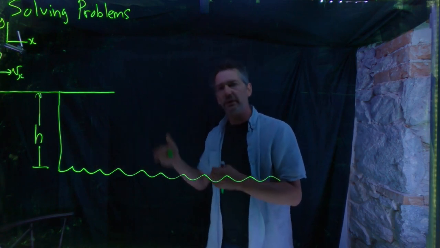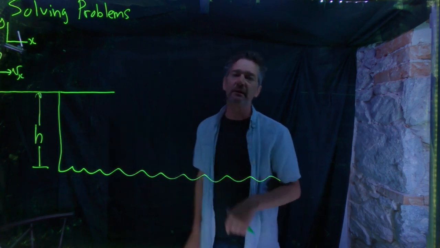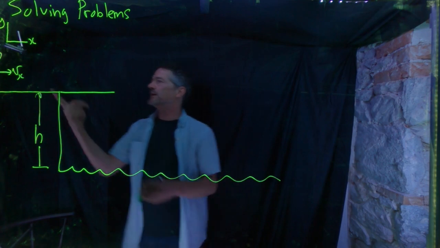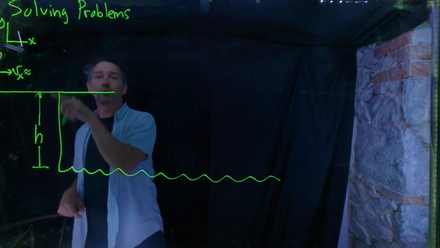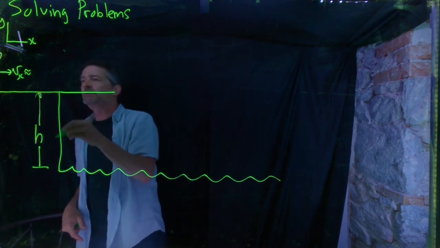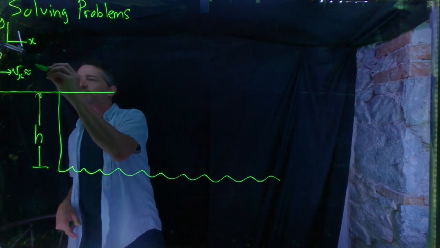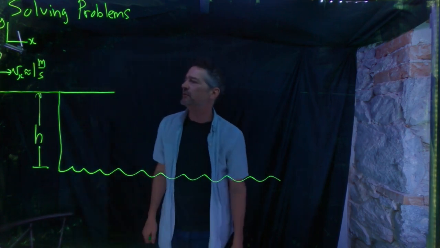How often do they take those steps? Well, it's dunk, dunk, dunk, maybe about once a second, roughly. So the speed that our diver is initially moving at, we'll estimate it to be approximately, so an equal sign with squiggly lines means approximately, 1 meter per second. Okay, that's a reasonable value.